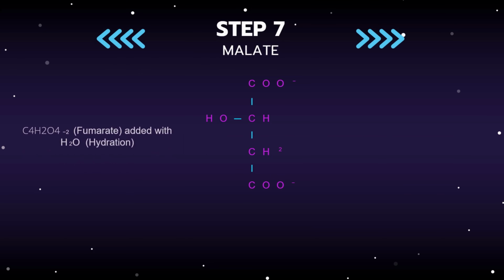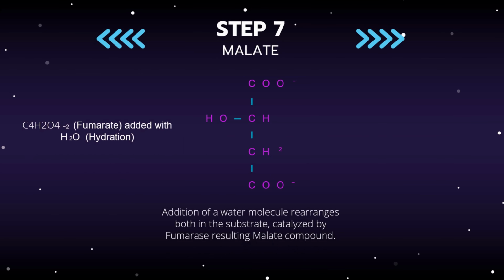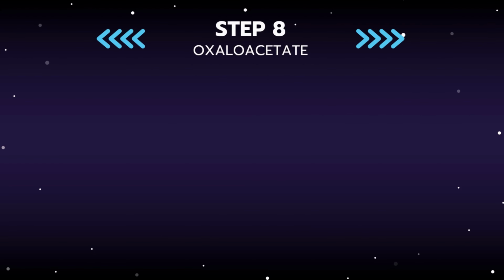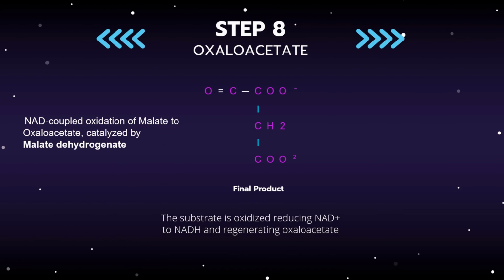After stereospecific hydration, fumarate, catalyzed by fumarase, is transformed to malate. The last step of the NAD couple, oxidation of malate to oxaloacetate, is catalyzed by malate dehydrogenase and closes the cycle.